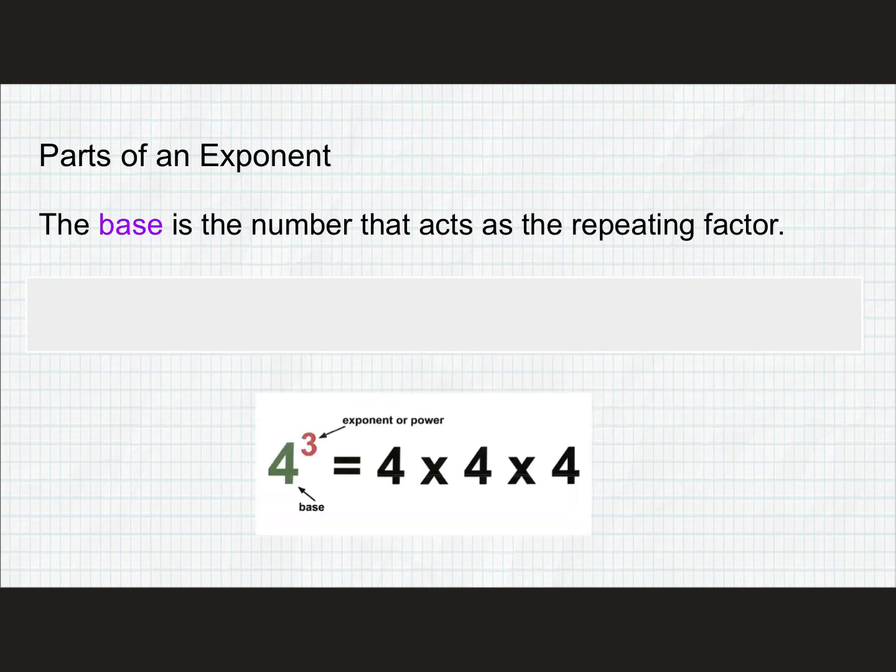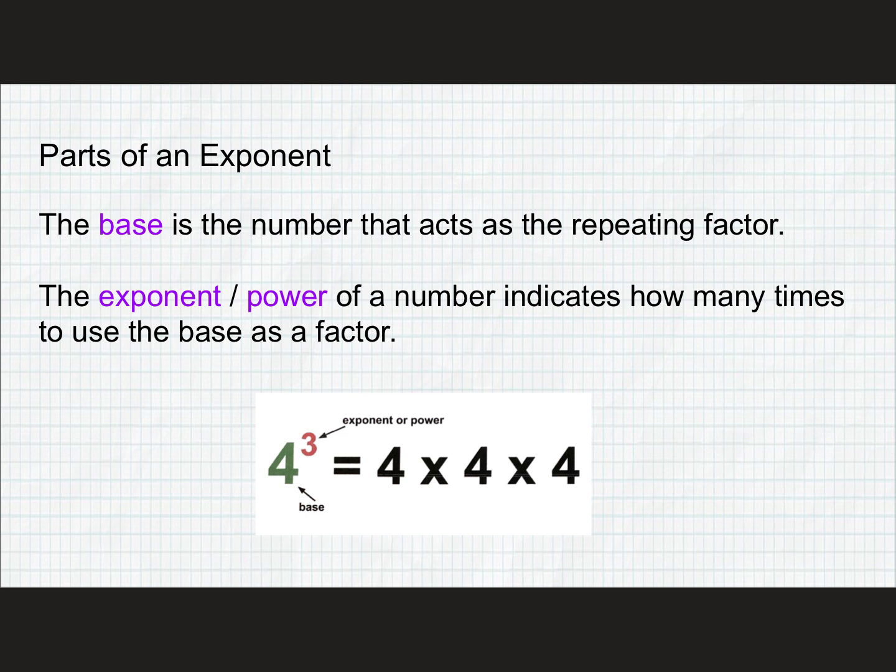First things first, let's discuss the parts of an exponent. The base is a number that acts as the repeating factor. The exponent or power of a number indicates how many times to use the base as a factor. So in the example, 4 to the third power, 4 is the base and 3 is the exponent. That means we are going to multiply 3 4's together.